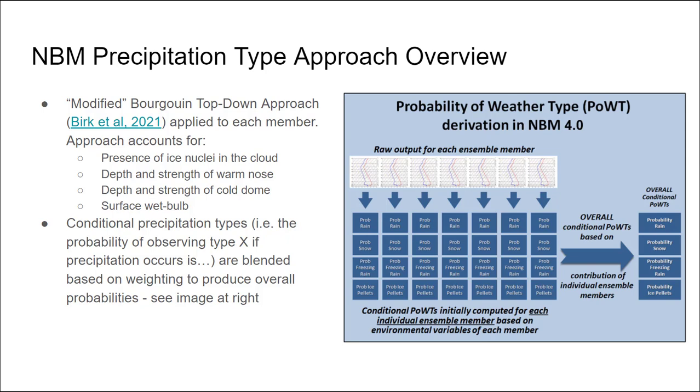The NBM uses a modified Bergewijn top-down approach that accounts for ice nuclei, warm noses, and surface cold layers in wet bulb. The probabilities it produces are conditional, meaning that if precipitation occurs, it would have that probability of being that type. These probabilities are calculated by determining the precipitation type for each member and then seeing what the overall probability is of that precipitation type. In other words, what we're doing is not averaging up all the members and creating an average thermal profile.